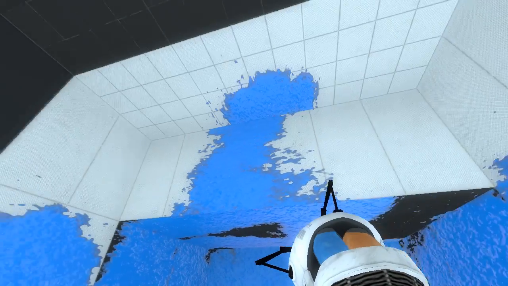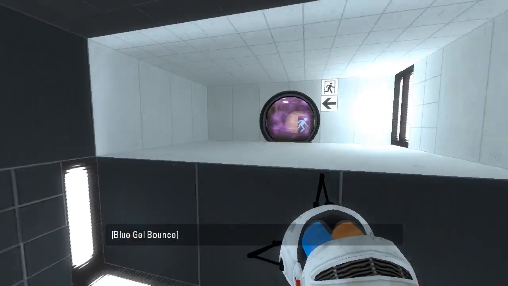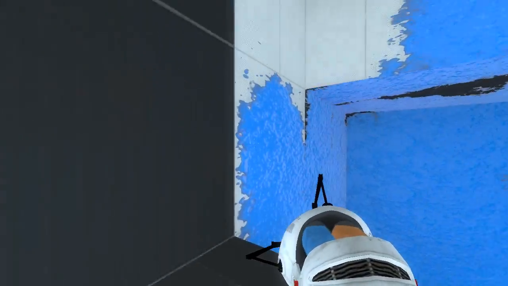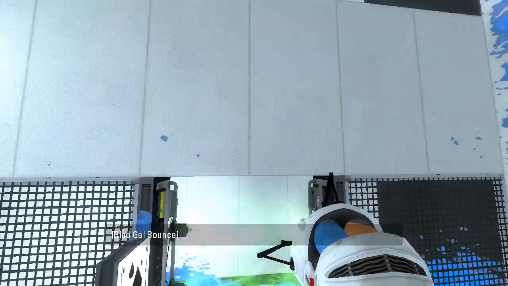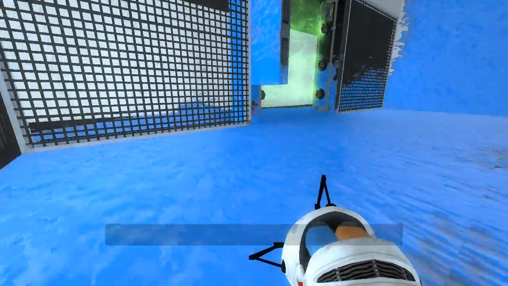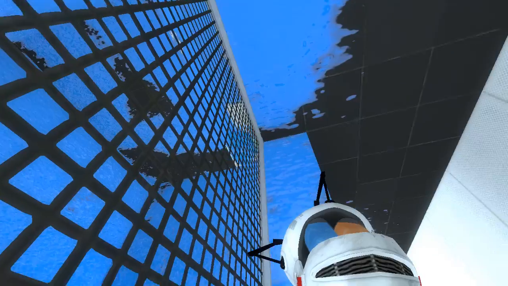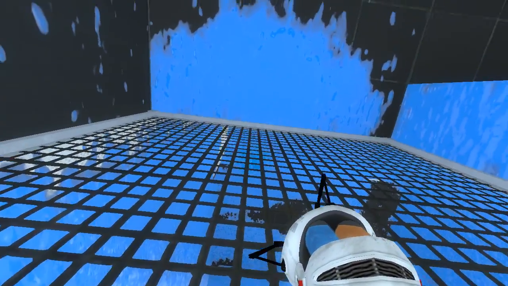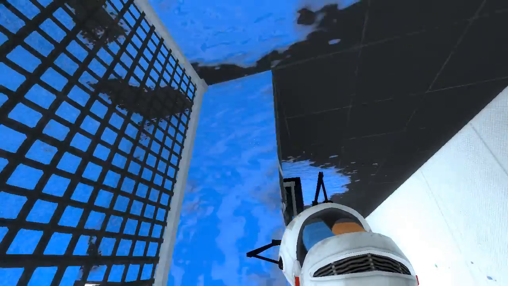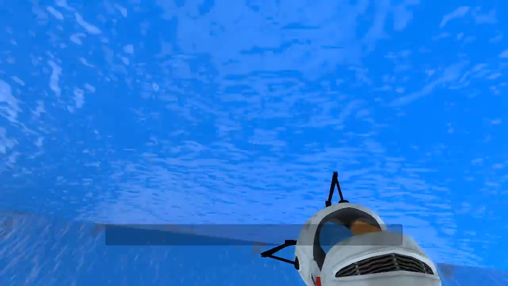Okay, so... how do I want to go about doing this? Oh my goodness, that was a lot of bouncing I just did then. I think I need to put more gel, because... Okay, let's try that. That should hopefully make us get somewhere, right?